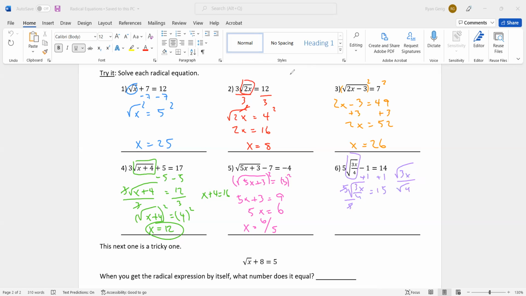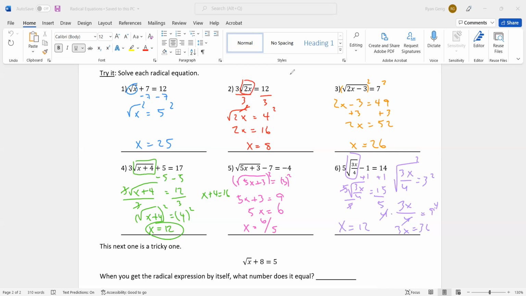Hold on, I'm not going to write it like that. That's confusing. Make it bigger. 3x over 4 is equal to 3. Now I'm going to square both, and I get 3x over 4 equals 9. I'm going to multiply by 4. You know how to do this, right? You should. 3x equals 36, and divide by 3, x equals 12.